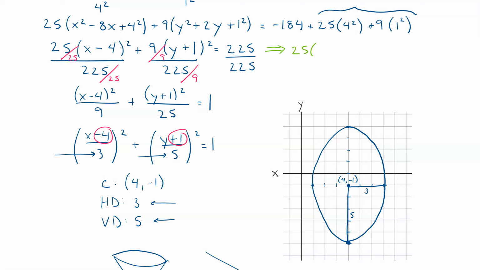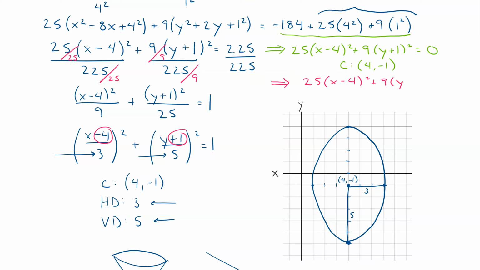If we have the squared terms, and then we did the math and got 0, that's a degenerate ellipse where you sketch only the center. You'd sketch 4, -1. If you had the squared terms equaling a negative number, that's not mathematically possible. You can't have a squared term times a positive number plus another squared term times a positive number ever equal a negative number. That can't happen. So in this case, there would be no graph.